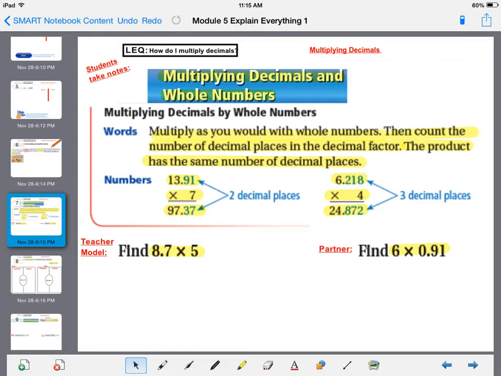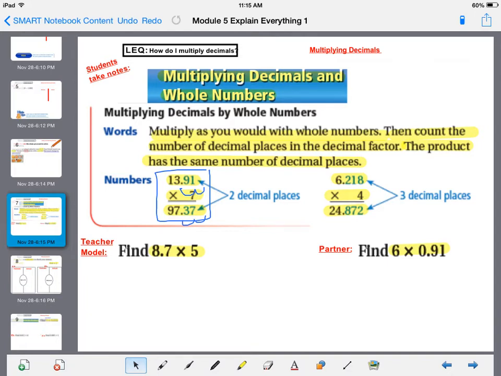In this first example, we have 13 and 91 hundredths times whole number 7. So all they did is they took the 7, multiplied it by the 1, by the 9, by the 3, by the 1, like we normally would. And then when you have your product, your digits would be 9737. But then is when you have to worry about placing the decimal point, which is actually going to be 2 places away, and your answer would then be 97 and 37 hundredths.